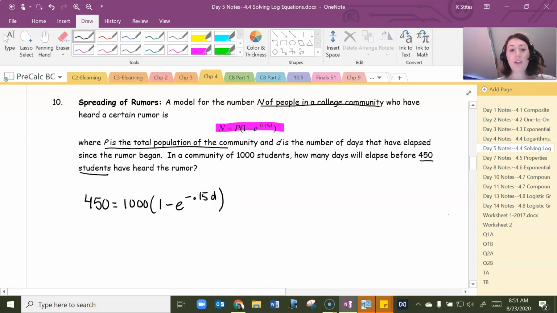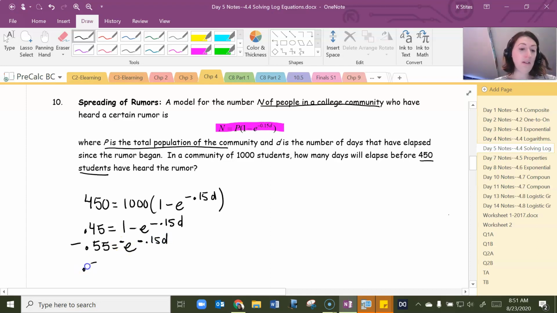Well, first things first, we should divide by this 1,000. I would not distribute it. It's just going to give you more work to do. So if you go ahead and divide by the 1,000 on each side, you should get 0.45. All right, and now we're just trying to isolate our variable. So let's subtract our 1 on each side. That should give us -0.55. Don't lose that negative. I'm going to divide by my -1.